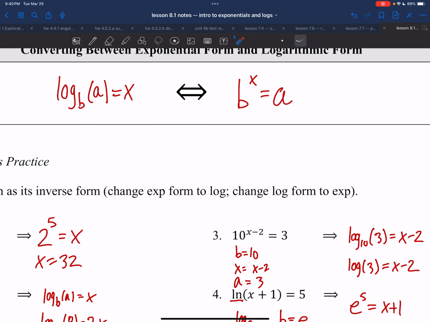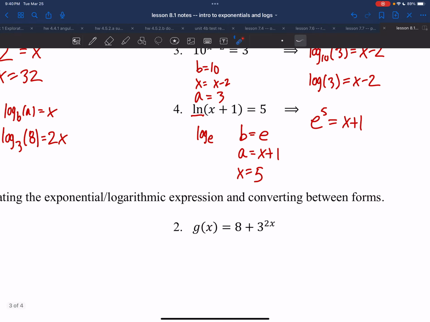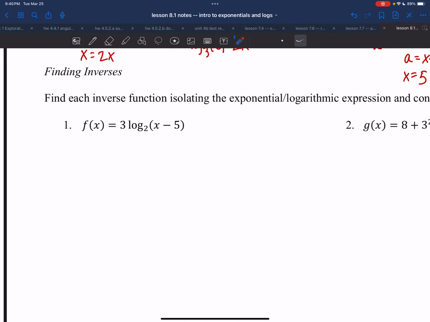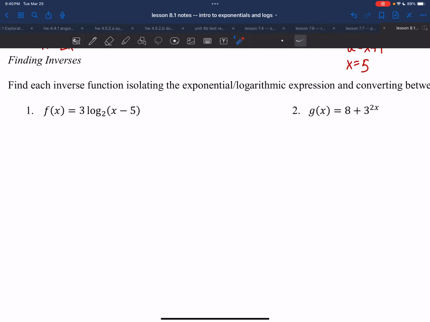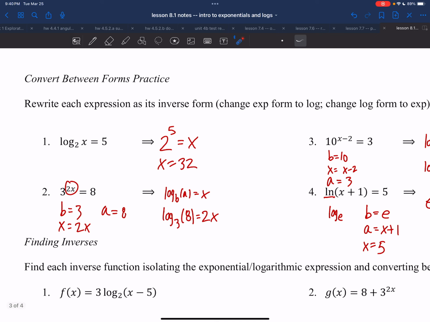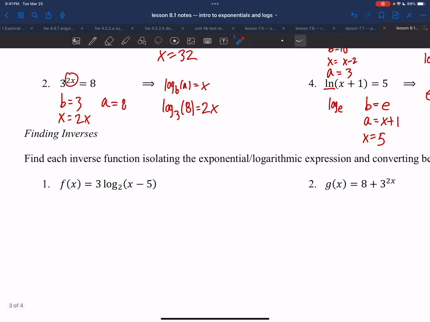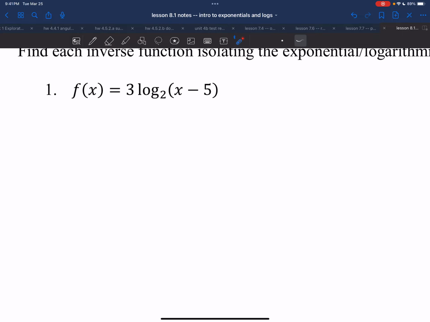It can be a little tough for students at first, but you do this enough times, you'll get the hang of it. It's really not too bad. Yeah? All right. So that's some forms there. The next part is one of our goals, which is to find the inverse function, which is basically what these questions were doing, but we're going to go all the way and figure out the complete inverse function. Okay? So let's start with number 1 here.